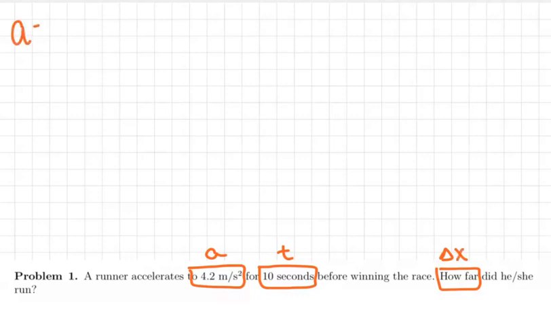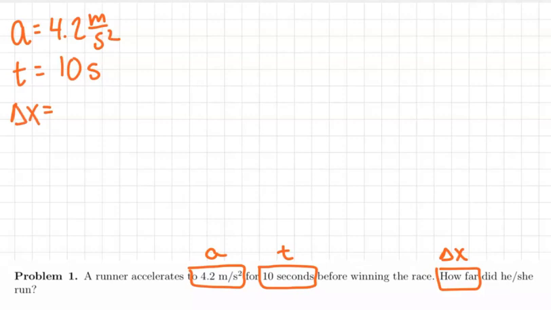We have acceleration is 4.2 meters per second squared. We have time is 10 seconds. And then we are trying to solve for how far we've traveled. So it doesn't really matter where the runner has started. We can say that the starting position is 0. So the how far is going to tell us our final position, as well as our displacement.